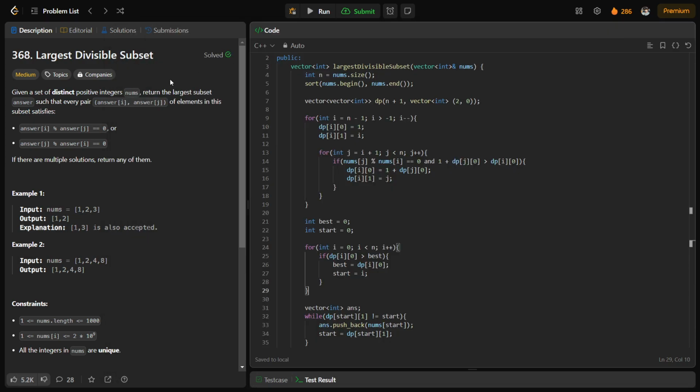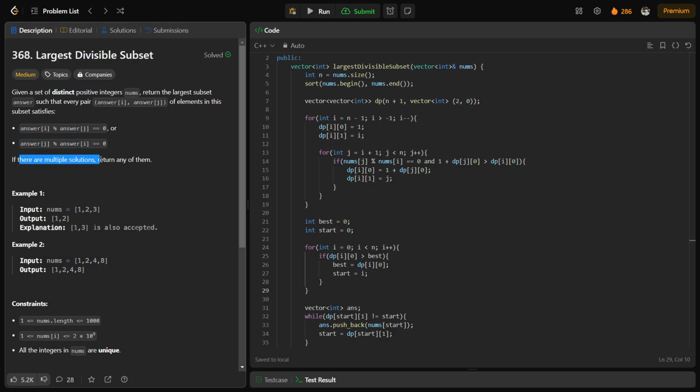So in this video, we're going to discuss the LeetCode problem of the day, and today's problem is Largest Divisible Subset, and it is a medium level problem. The problem says that we have been given a set of distinct positive integers and we have to find the largest subset answer such that every pair A[i], A[j] of elements in the subset satisfies these two conditions. So basically if I pick any two elements, either A should be divisible by B or B should be divisible by A.